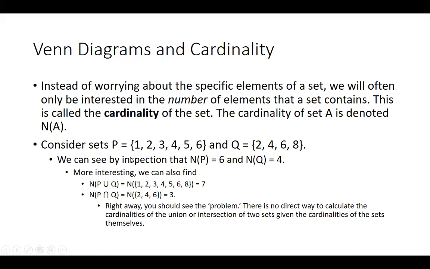So if we consider new sets P, {1, 2, 3, 4, 5, 6}, and Q, {2, 4, 6, 8}, we can see by inspection that the cardinality of P, the number of things inside of P, would be 6: 1, 2, 3, 4, 5, 6 things. And the cardinality of Q, the number of things inside of Q, is 4: 1, 2, 3, 4 things.